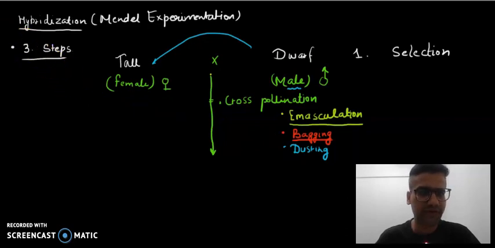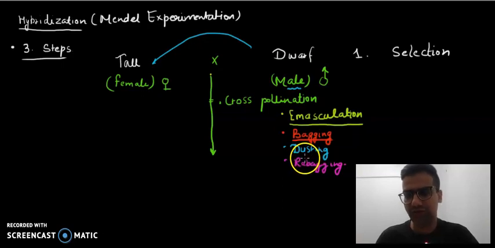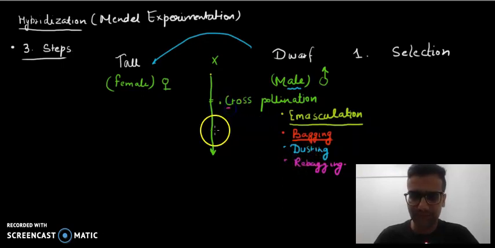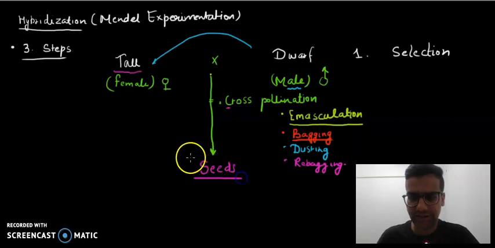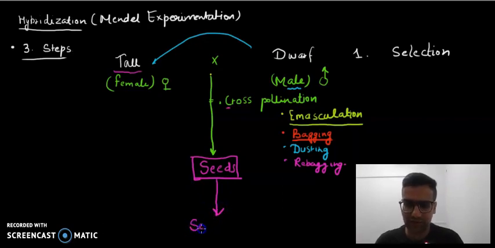The fourth step was to rebag, again to prevent any type of unwanted cross pollination. The seeds from this cross were obtained and collected, and these collected seeds were sown in the field for the next season.